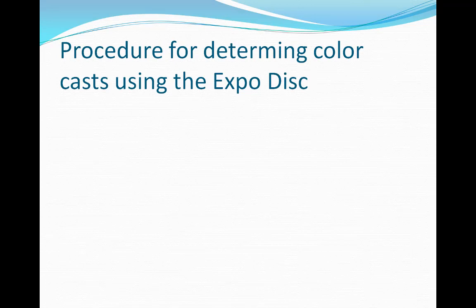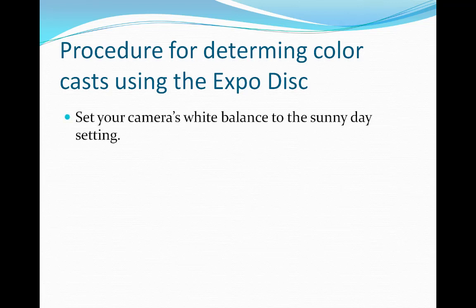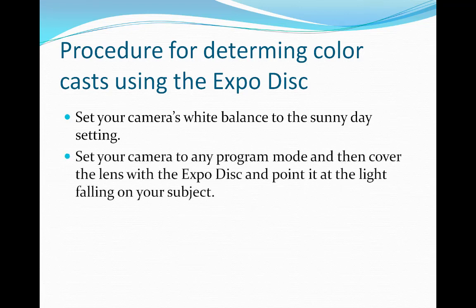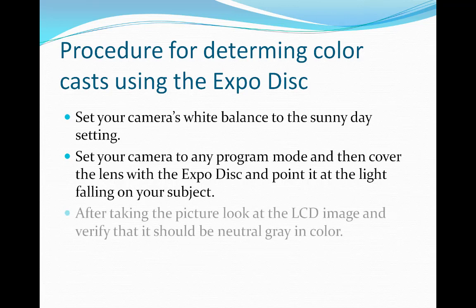The procedure I'm using to determine the color cast using the Expo Disc is first, you set your camera's white balance to the sunny day setting. You set your camera to any program mode and then cover the lens with the Expo Disc pointed at the light falling on your subject. After taking a picture, look at the LCD image and verify that it should be a neutral gray in color.